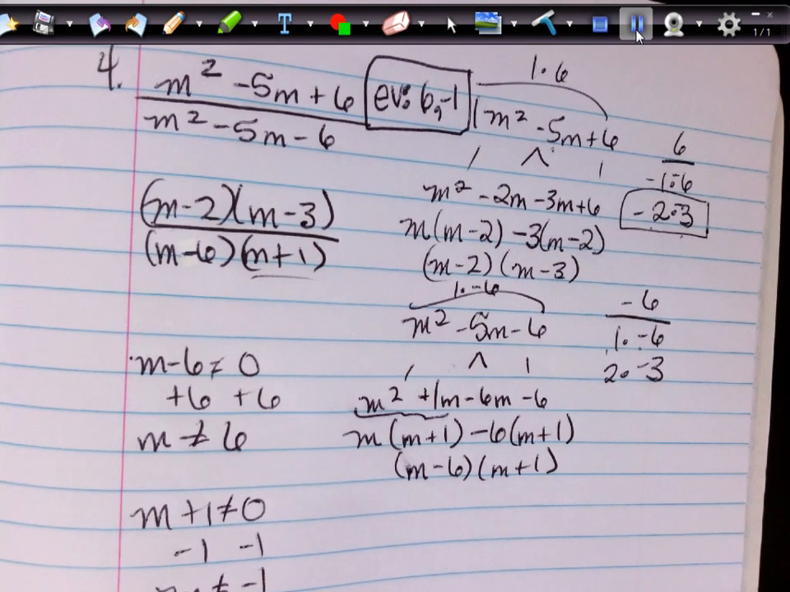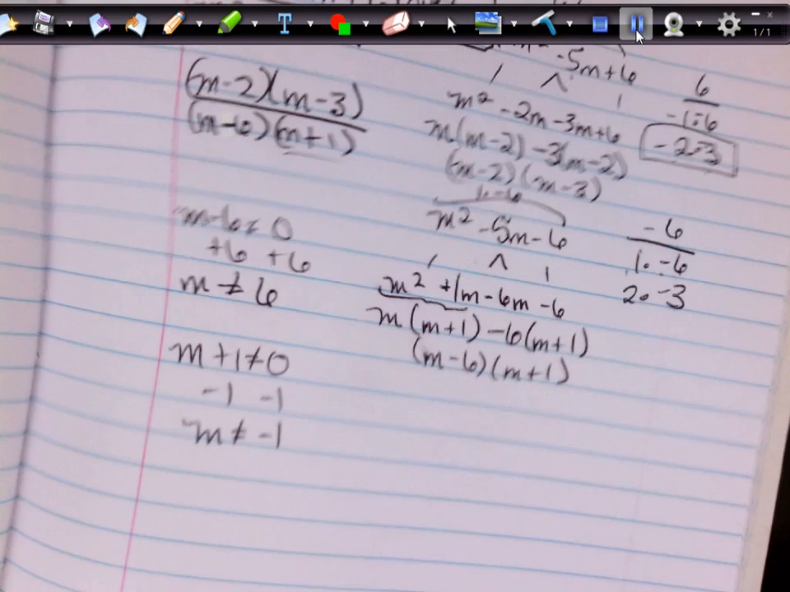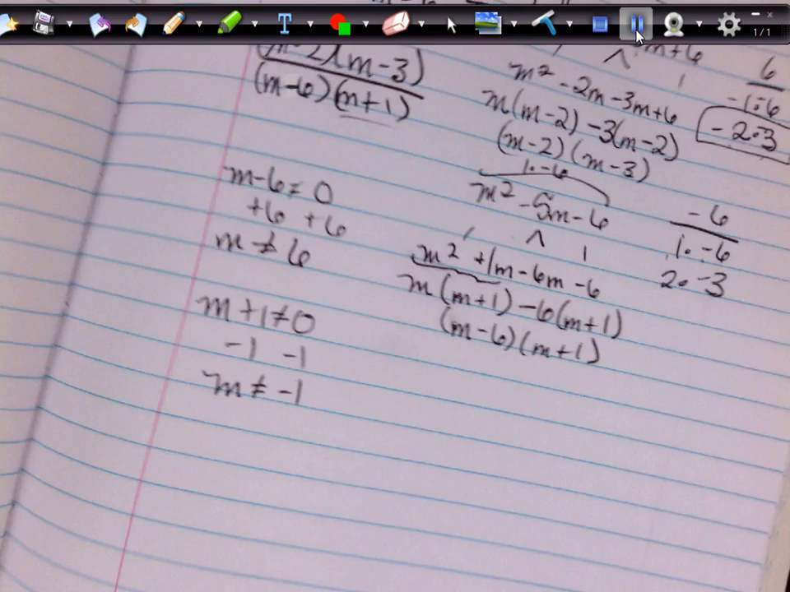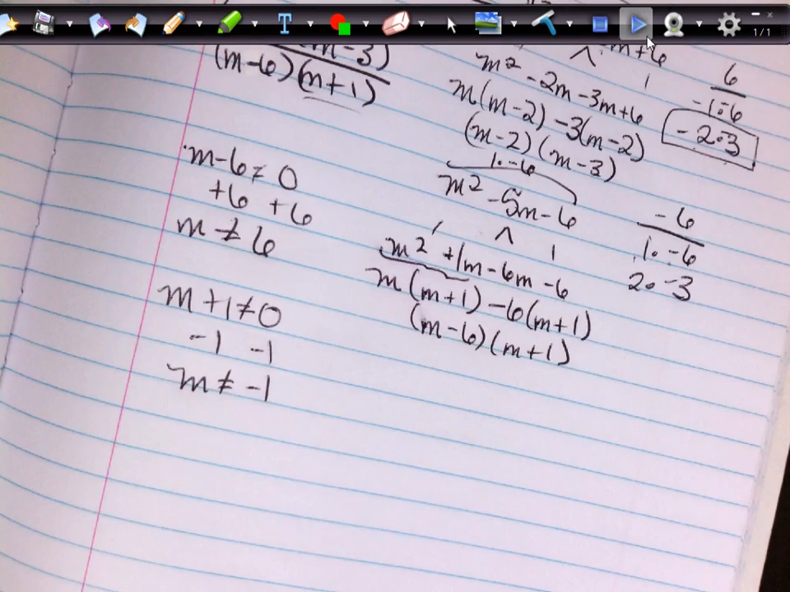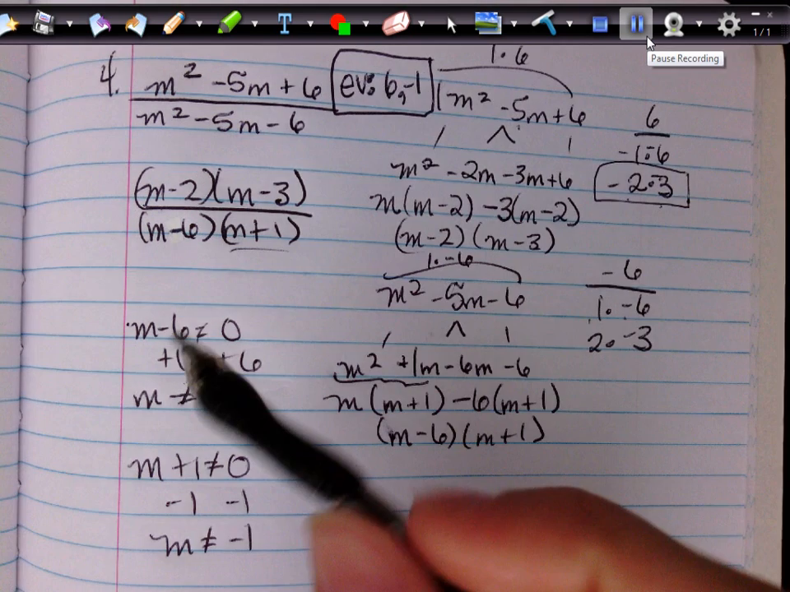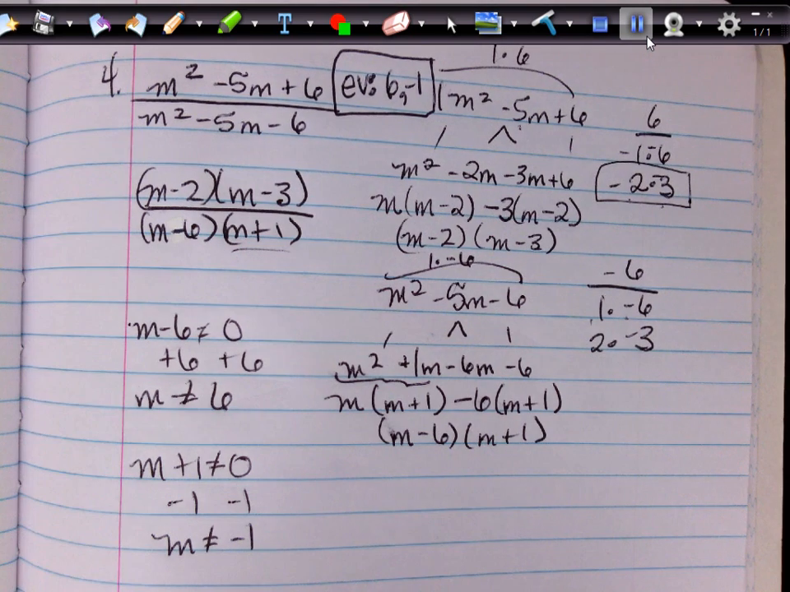I'm running out of space. So we go back and we look at the problem. Let me fix this. Hold on. All right, we go back and we look at the fully factored version of the problem here with my m minus 2, m minus 3 over m minus 6, m plus 1, and you see that nothing there cancels. So that's fine. It's fully simplified. There's nothing else that I can cancel. So we just leave it at that. Make sure that you have all of that down before you move on.